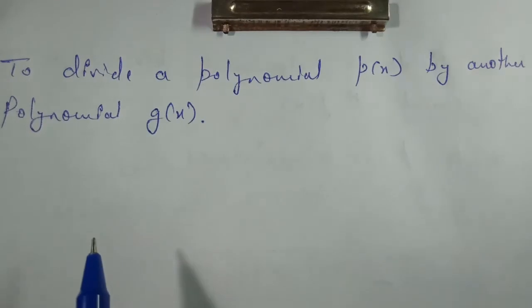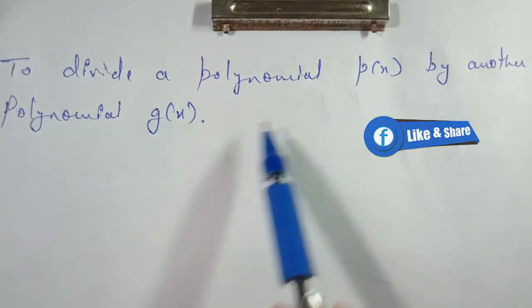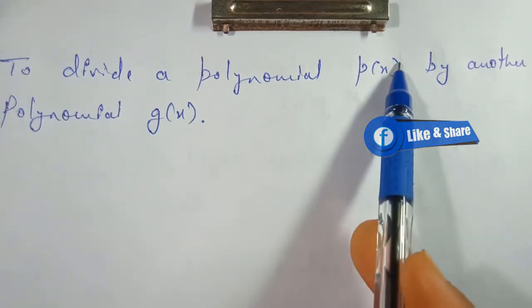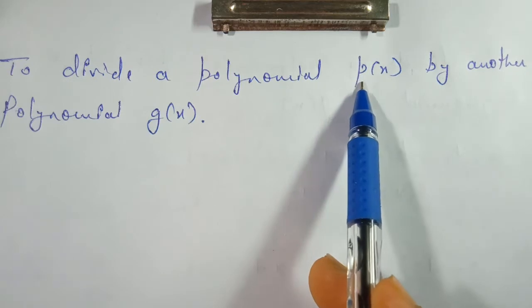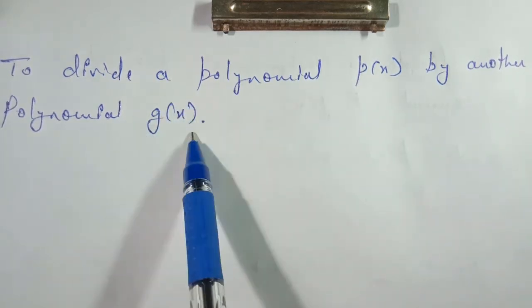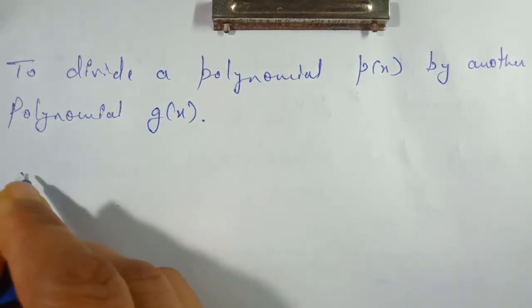And today we're going to learn how to divide a polynomial by another polynomial. One thing you have to note down: the degree of the polynomial which we have to divide should be equal to or greater than the degree of the polynomial by which it is to be divided. So let us take an example.